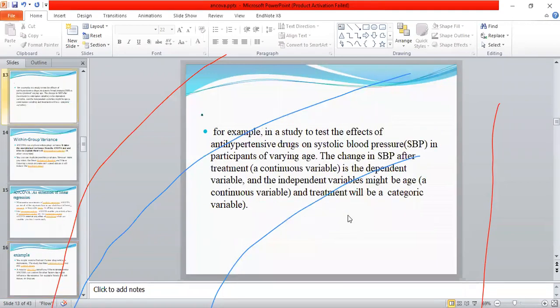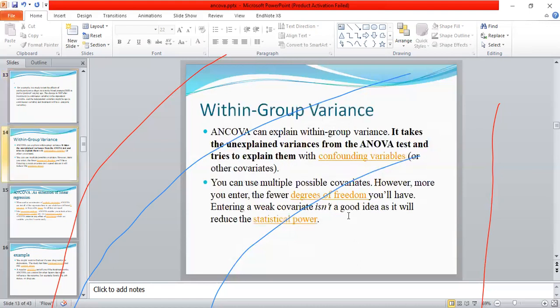For example, in a study to test the effects of antihypertensive drugs on systolic blood pressure in participants of varying age, the change in systolic blood pressure after treatment, which is a continuous variable, is the dependent variable, and the independent variable might be age, which is a continuous variable, and the treatment will be a categorical variable.